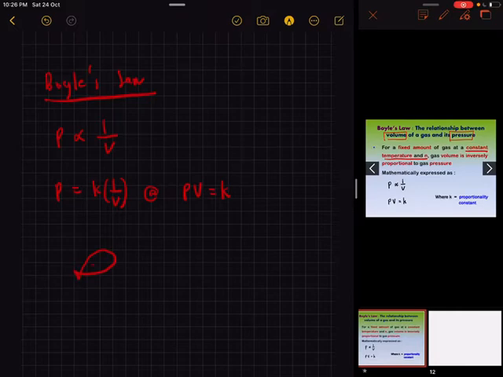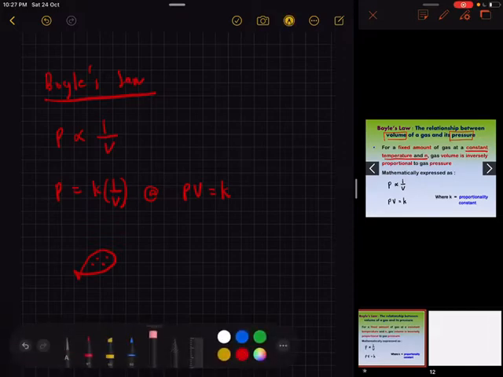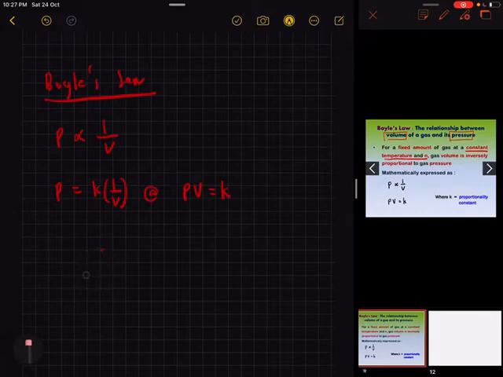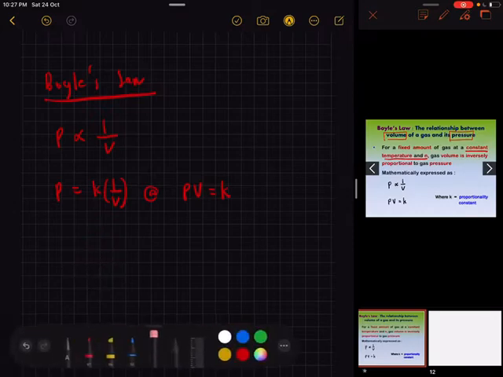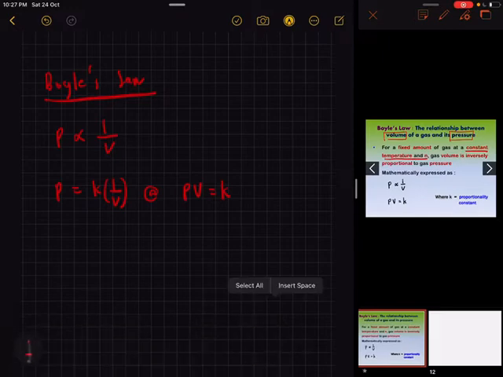Okay, dan dalam balloon ni ada gas particle. Alright, okay. Sekejap. Repeat balik. This was quite small. I akan ambil a bigger balloon. Okay, let's say we have a bigger balloon.